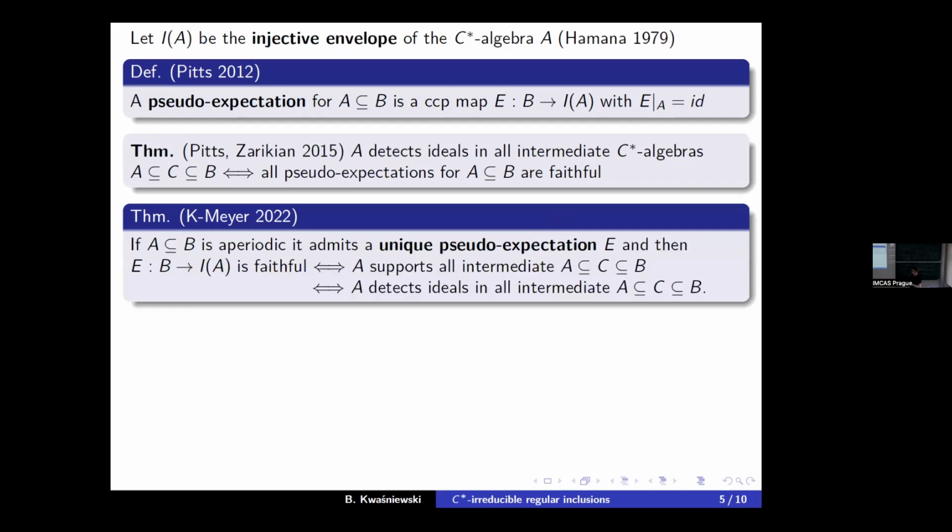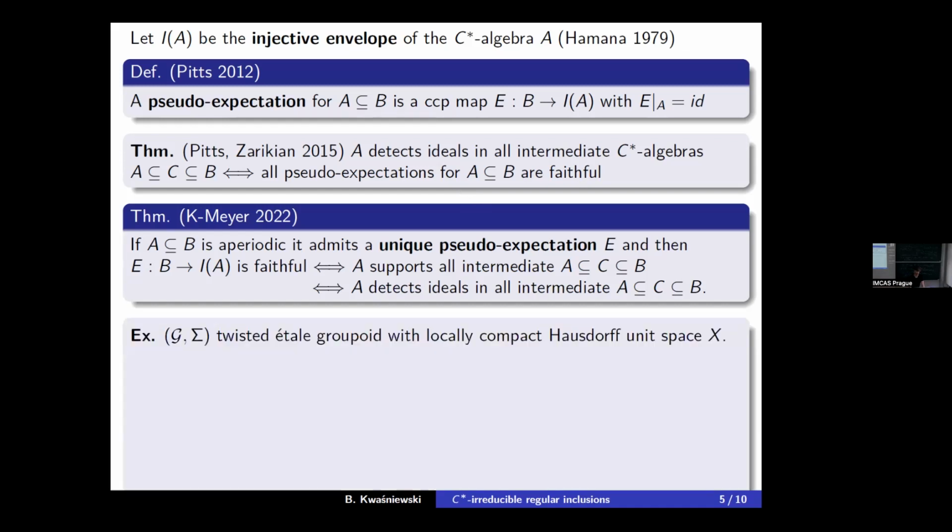But we also proved something more. We proved that this faithfulness, under the assumption of aperiodicity, is equivalent to support of ideals. This is the stronger property that I told you. So support implies detection, but detection implies faithfulness of this by Pitts and Zarikian. So this gives you already some equivalences in our main theorem. And I'm not sure if I should talk about that. So do you want me to talk about this?